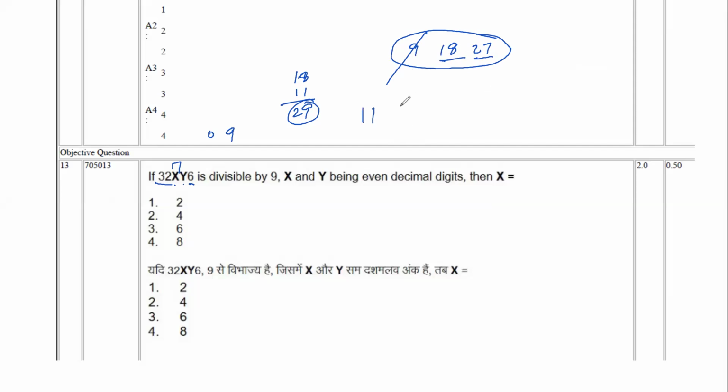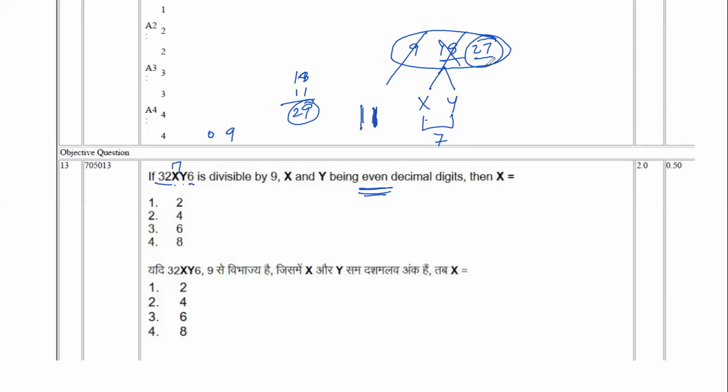So 11 plus 7 is 18. So the two digits X and Y both should be what? Even. So I need a total of 7 for these two. And we know that one has to be even, one has to be odd. Otherwise, I don't get a 7. So 18 is out. So therefore, it just leaves me with 27, which means I've already got 11.